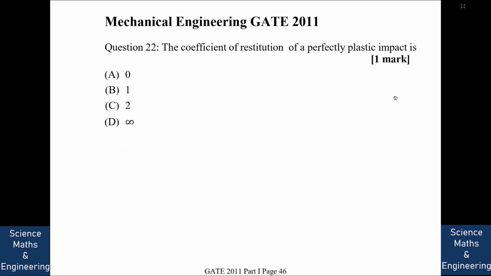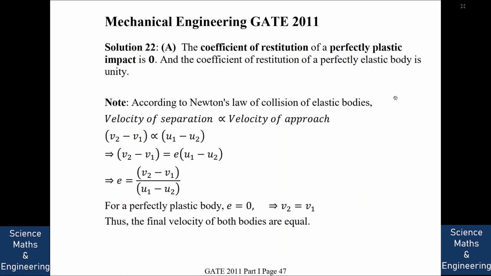The coefficient of restitution of a perfectly plastic impact is A 0, B 1, C 2, or D infinity. So the answer is A 0. So coefficient of restitution is equal to velocity of separation divided by velocity of approach. And for a perfectly plastic impact, it is 0, and for a perfectly elastic body, it is 1.